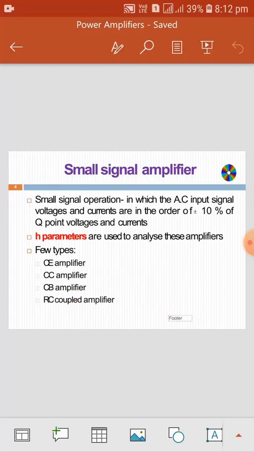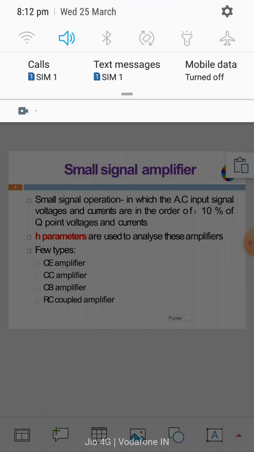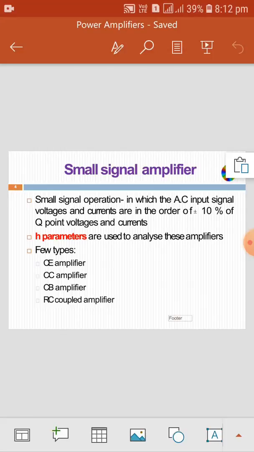Now, what is actually small signal amplifier? I hope you have studied in your previous session what is actually small signal power amplifier. Small signal amplifier is nothing but it is capable of amplifying the input signal, either it can be current or voltage, which will be in very small amount depending upon the Q point selection.